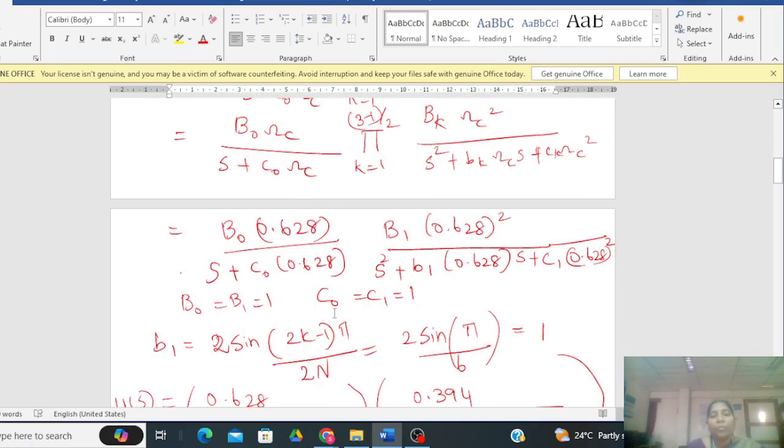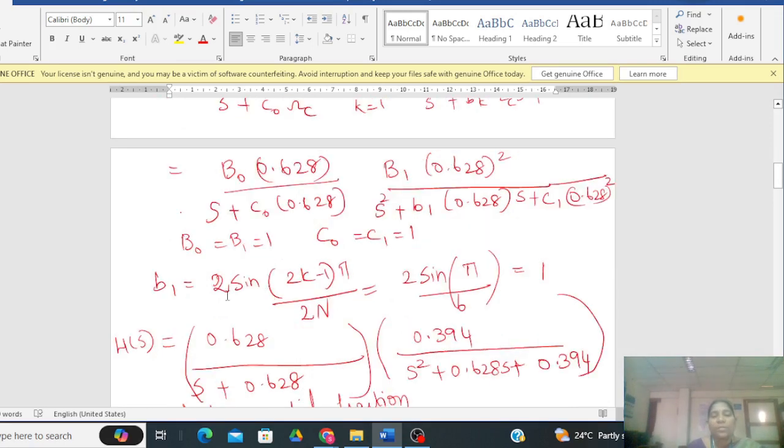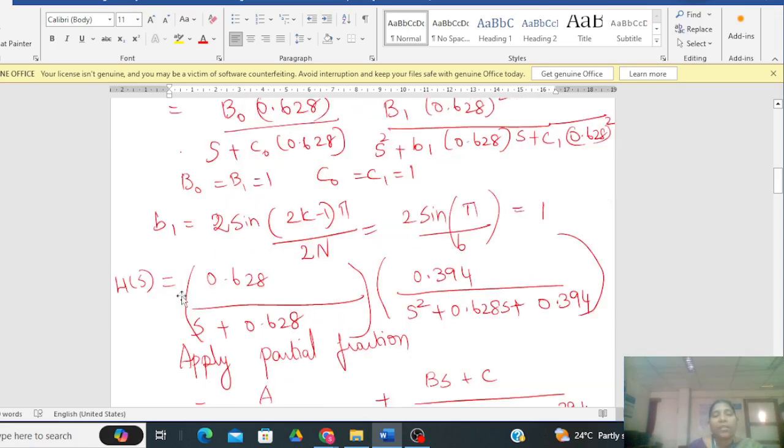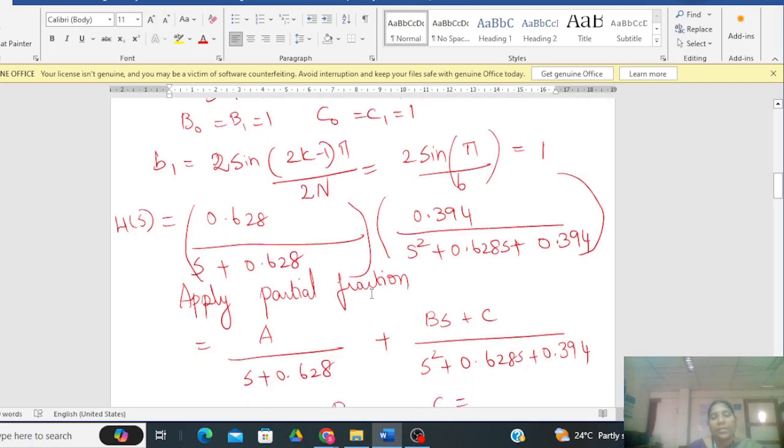For small b1 we have to find out the value using the formula. The formula is b1 equal to 2 into sine of (2k minus 1) into pi divided by 2n. In the place of n, we will be substituting 3. So you will be getting the answer as 1. So next, H of s equal to, after substituting all these values, 0.628 divided by s plus 0.628, into 0.394 divided by s square plus 0.628 s plus 0.394. Now in this equation, we cannot directly get the impulse invariant function. So you have to apply the partial fraction.